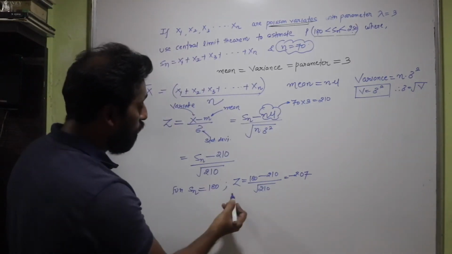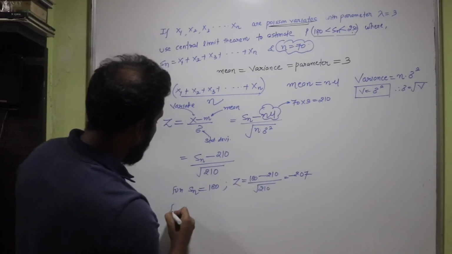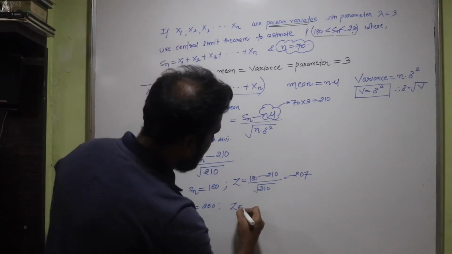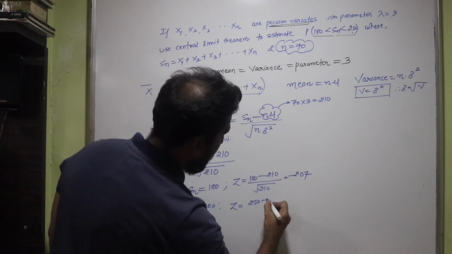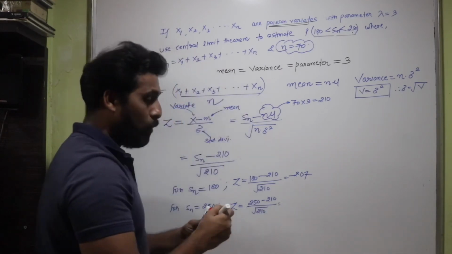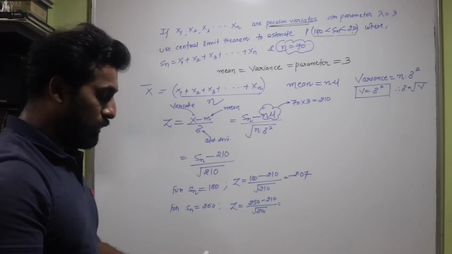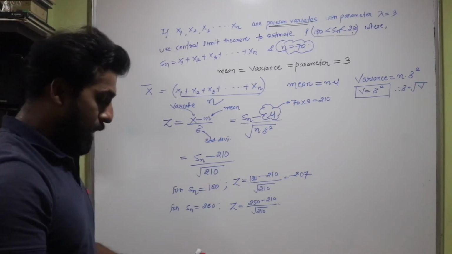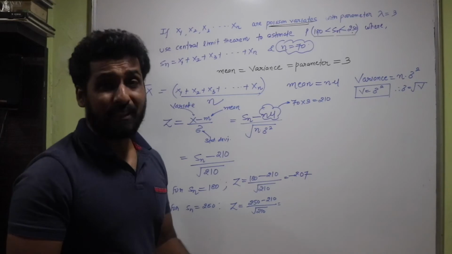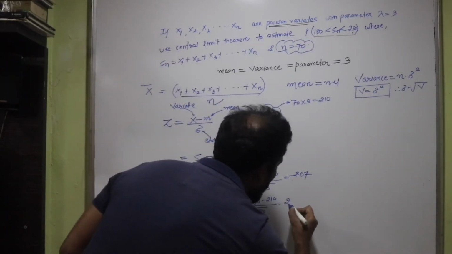Let's get the value of z for Sn equal to 250, because we have to get the range, isn't it? So for Sn equal to 250, I get z equal to 250 minus 210 upon again root of 210. Let's calculate this using a calculator. That's 250 minus 210, which is 40, divided by root of 210. The answer that comes is 2.76. So the value came 2.76.